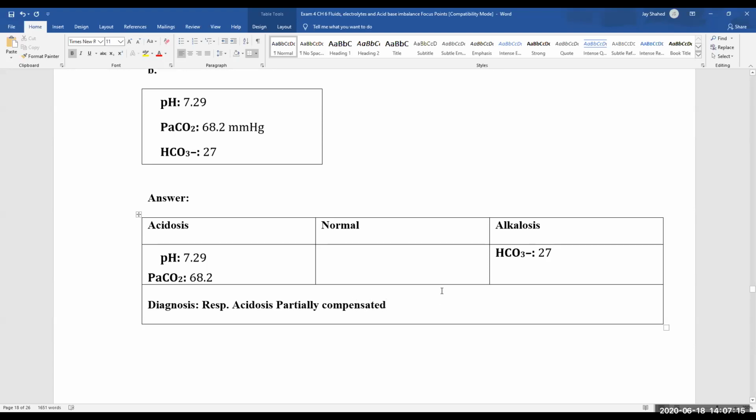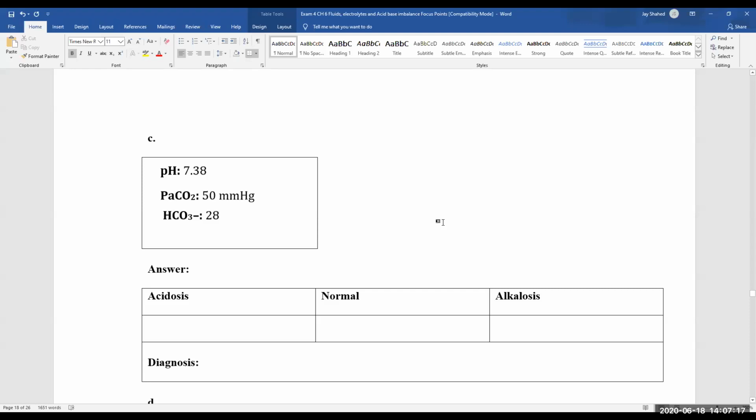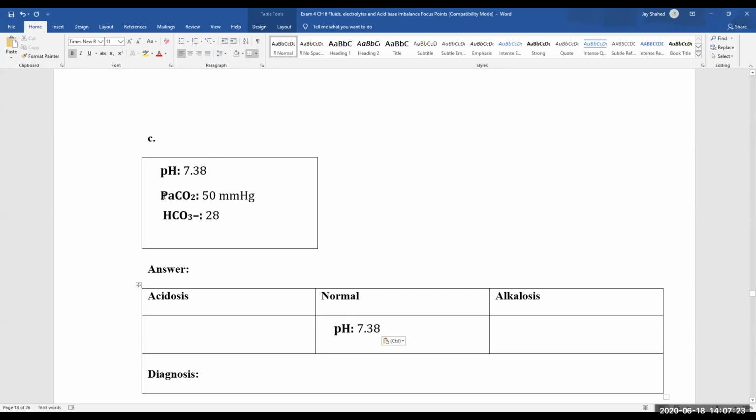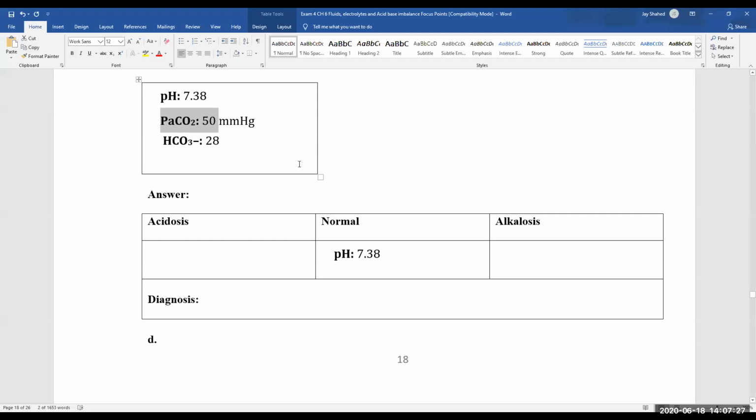Okay. All right, let's do this one here. What do you got here? It's normal. How about this guy? It's acidic, because it's more than 45. How about this guy? Basic.